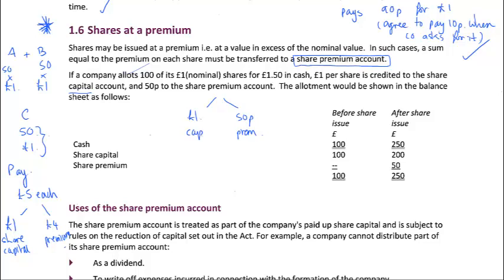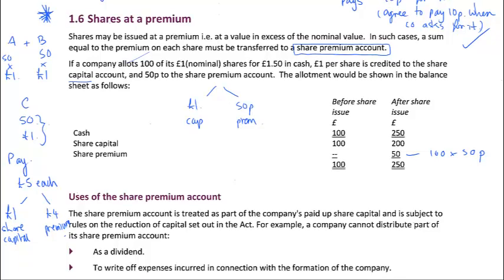So before the share issue, the balance sheet would have shown that the company had £100 of cash and £100 of share capital. So it's pretty easy. After the share issue, it's going to have received 100 times £1.50, so an extra £150. It's now got £250 of cash, and that is reflected as £200 share capital, and then 100 times 50p gives you your £50 of share premium.